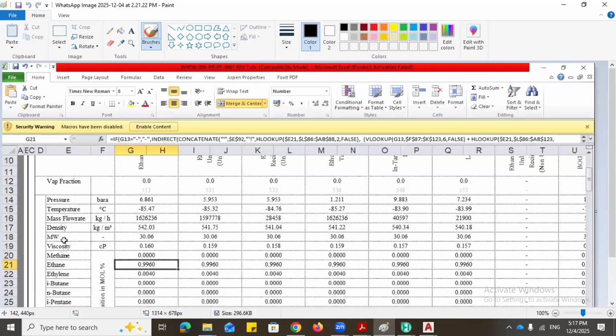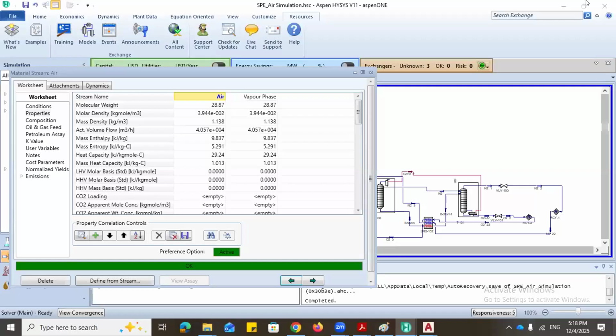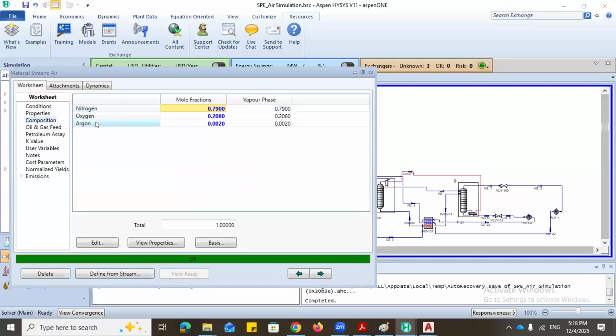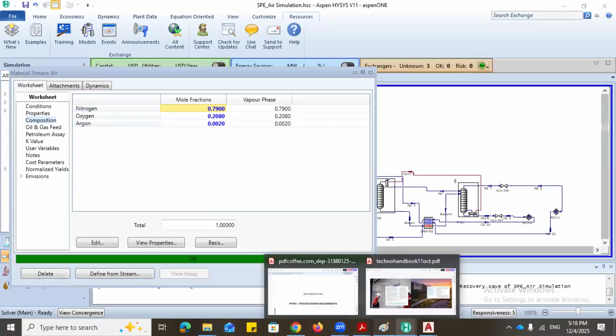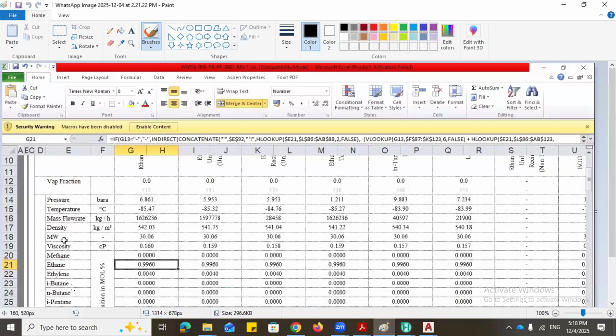Then the next one is the components, the compositions of the components, right? The composition of the components. So for the composition of the components, you will see them around here. If you go to your composition, we are even dealing with only three components. So our heat and material balance will not be that much compared to this one we have here now.